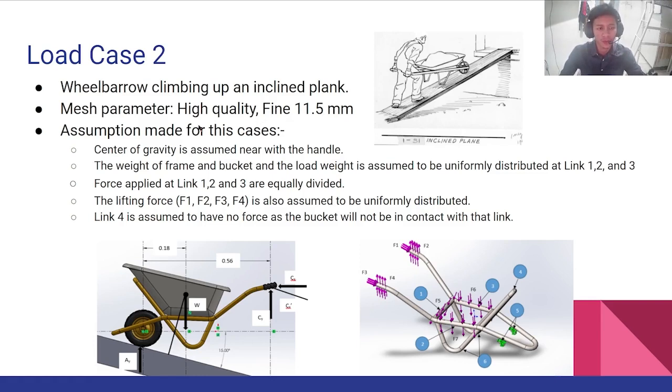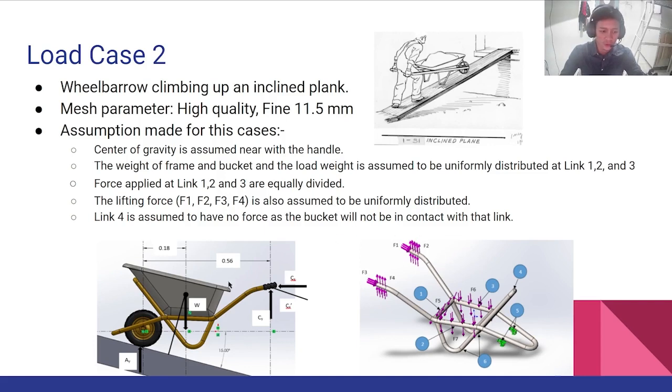Our assumption for this case is that the center of gravity is near the handle because of the inclined plane. Next, the weight of the frame, bucket, and load is assumed to be uniformly distributed in link 1, link 2, and link 3. The force is also equally divided at link 1, 2, and 3, and the lifting force at the handlebar is uniformly distributed. This is to simplify our calculation.